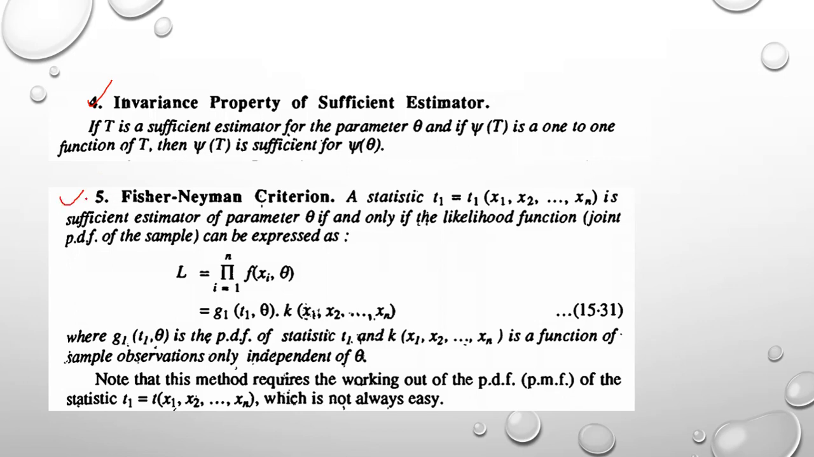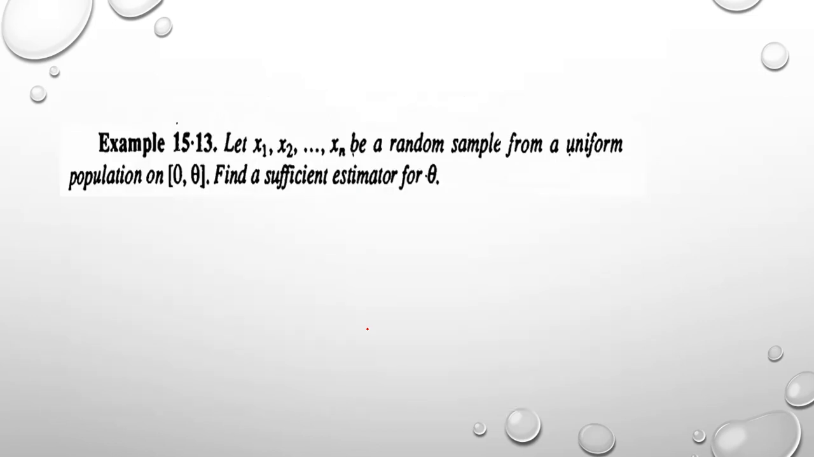Now these are also some important results: the invariance property and the Fisher-Neyman criteria. This is less used now. This is the Fisher-Neyman factorization theorem too. You can read and understand it; for proofs you can refer to the book. Now, most important are the examples, how sufficient statistics are useful in examples. Now we are going to the example.